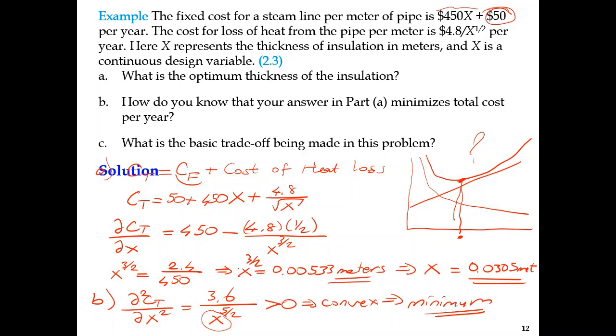And in part C of the question, we are asked, what is the basic trade-off being made in this problem? And the basic trade-off is shown in this figure. As you increase the thickness, the cost of the pipe increases, but the cost due to the heat loss decreases. So the trade-off is between the cost of heat loss and the cost of the pipe. And we find the balanced point, a point that minimizes the total cost. The trade-off is between the fixed cost, the cost of the pipe, and the heat loss cost.